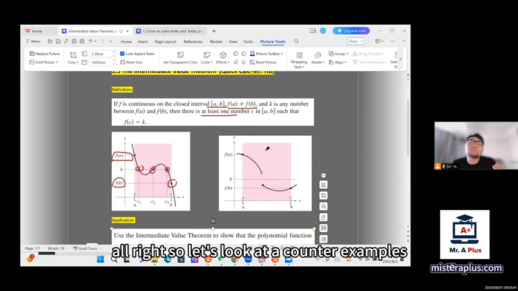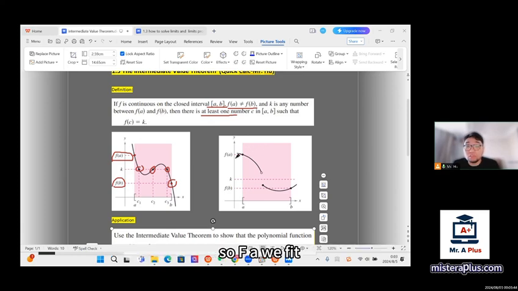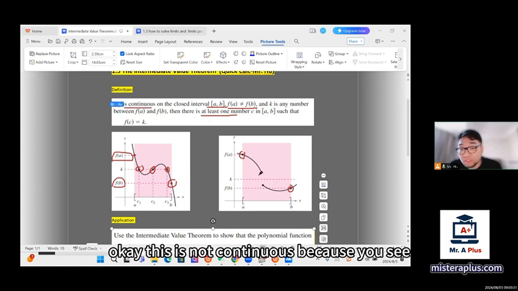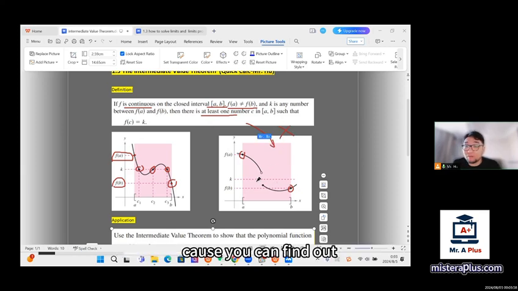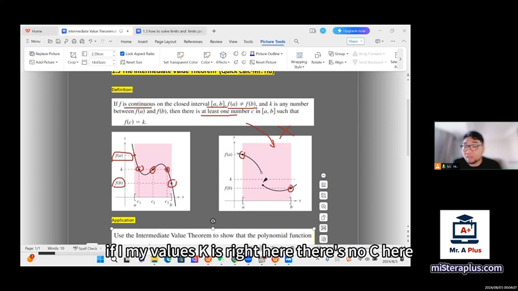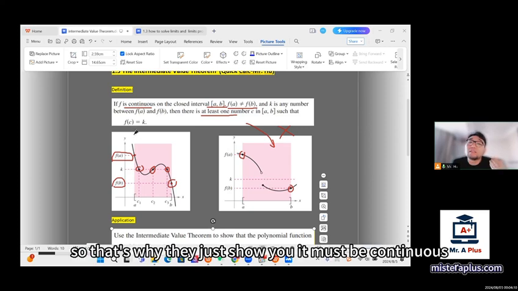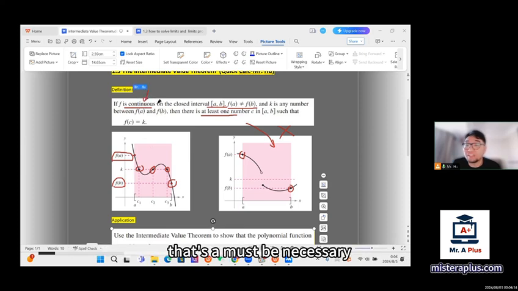Well, a lot of theorems are obvious from the beginning, but later we have some applications. All right, so let's look at a counterexample. f(a) we fit, f(b) we fit, closed we fit. Okay, this is not continuous because you see there's a breaking point. So this theorem cannot be applied here because it's not always true, right? They say there must be a value c that makes this equal to k. Unfortunately, no. If my value k is right here, there's no c here. So that's why they show you it must be continuous. That's necessary.